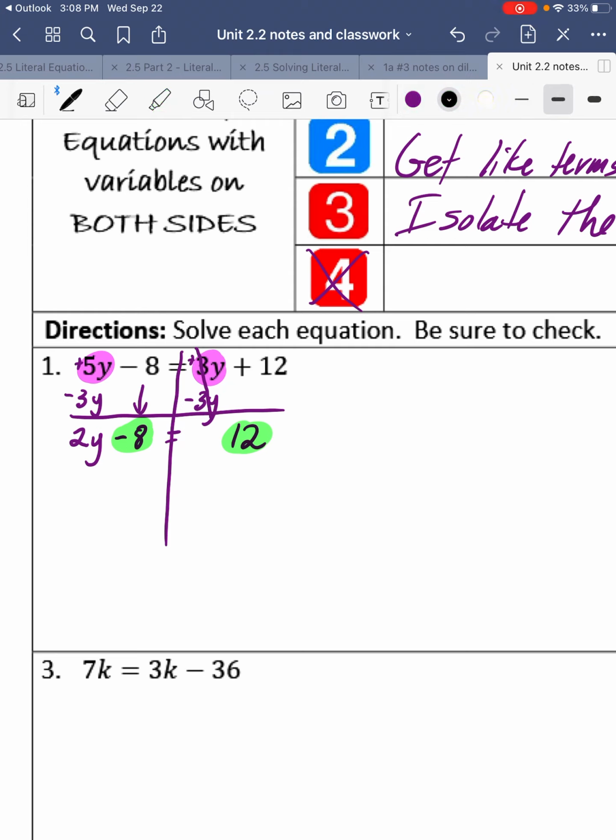So you're going to move your constant terms, like negative 8 and 12. Those are your constants. Move those together, opposite side of the equal sign of your term with the variable. So 2y is going to come down, equals negative 8 plus 8 is 0, so I simplify those out. 12 plus 8 is 20. Now we have 2y equals 20.